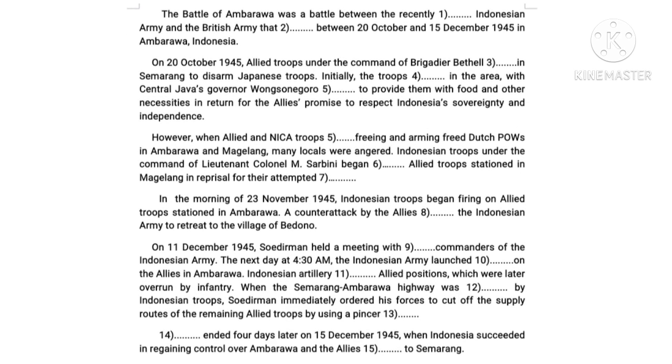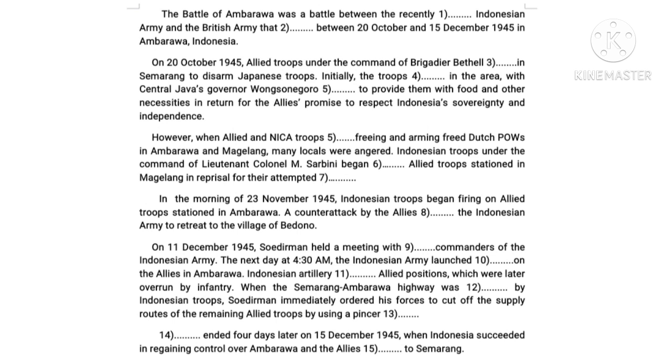The Battle of Ambarawa was a battle between the recently created Indonesian Army and the British Army that occurred between 20 October and 15 December 1945 in Ambarawa, Indonesia. On 20 October 1945, Allied troops under the command of Brigadier Bader landed in Semarang to disarm Japanese troops. Initially, the troops were welcomed in the area, with Central Java's governor Wongsonegoro agreeing to provide them with food and other necessities in return for the Allies' promise to respect Indonesian sovereignty and independence.